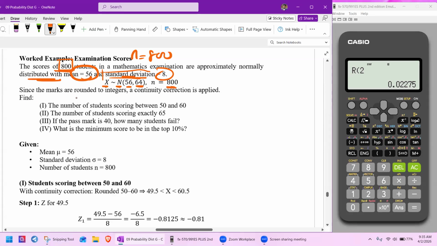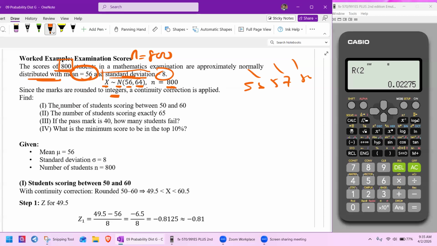Now, since the marks are rounded to integers, continuity correction is applied. This means their marks are given like 56, 57, 58. These are integers, which is normally how marks are given. But even though the marks are given as integers, a discrete variable, in reality this is a continuous distribution, a continuous variable.